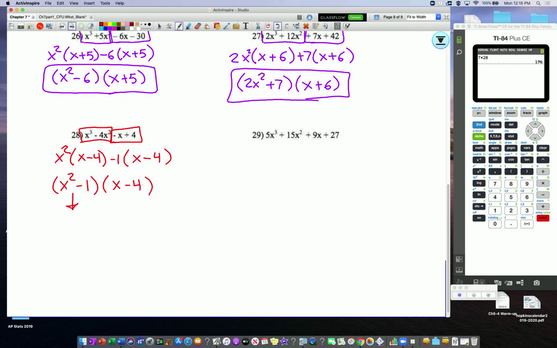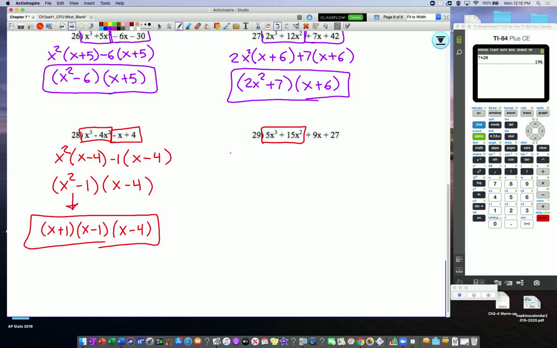Ooh, this one's a difference of perfect squares. Don't be surprised if I throw something like that at you. Okay, where you have to factor something a little bit farther. Just like that.